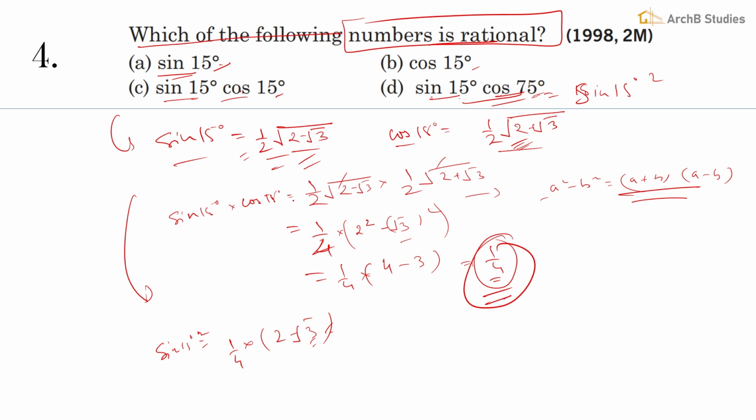Which is the right answer? Sin 15 cos 15. C is the right answer.